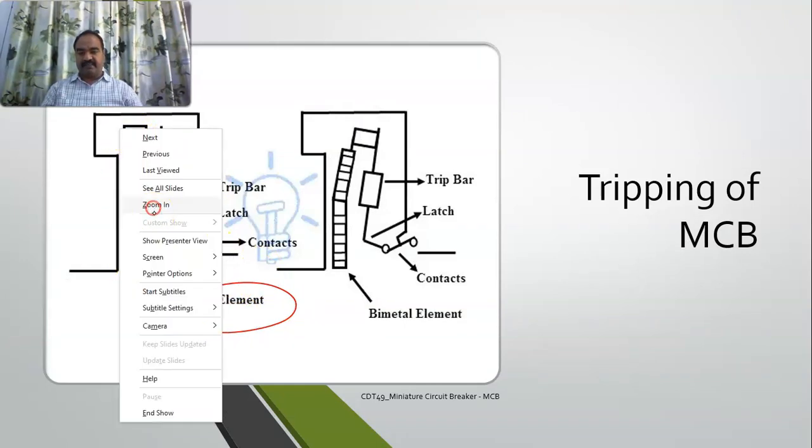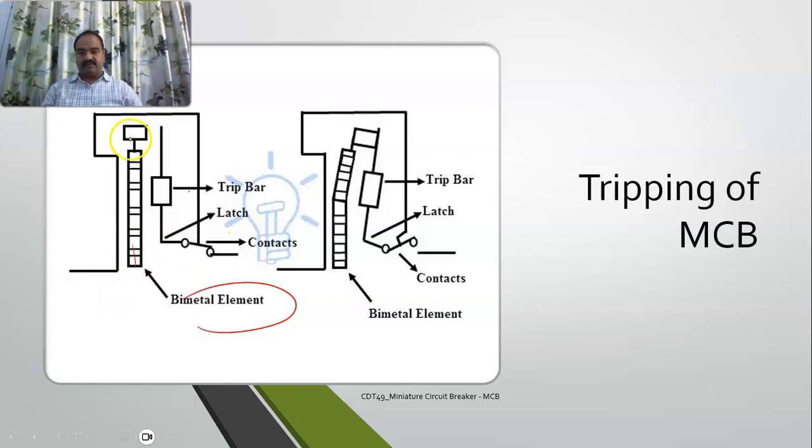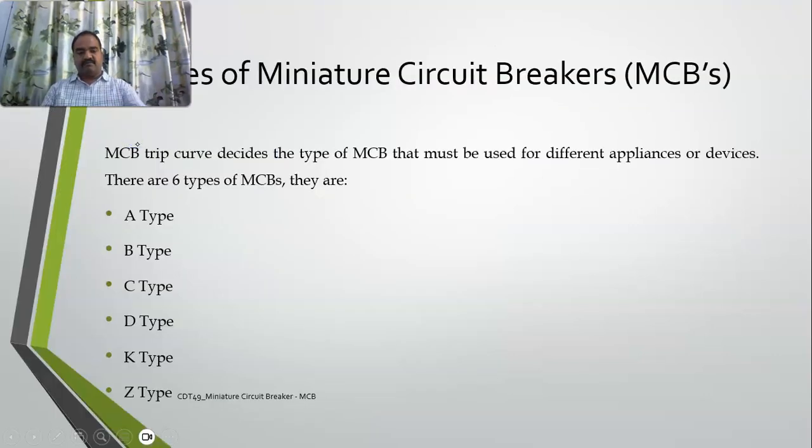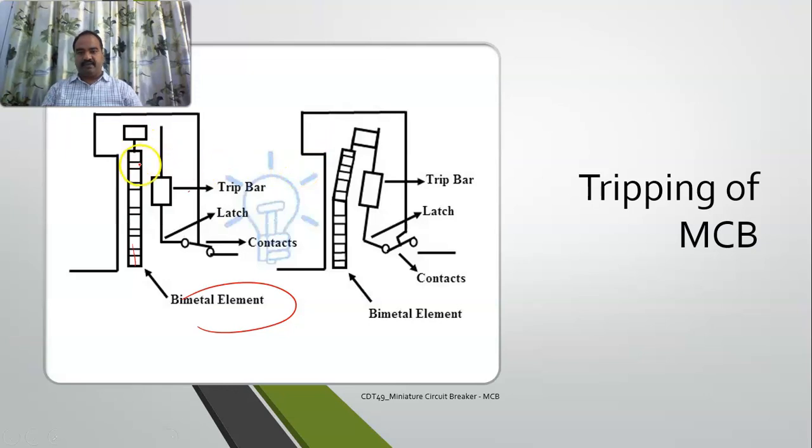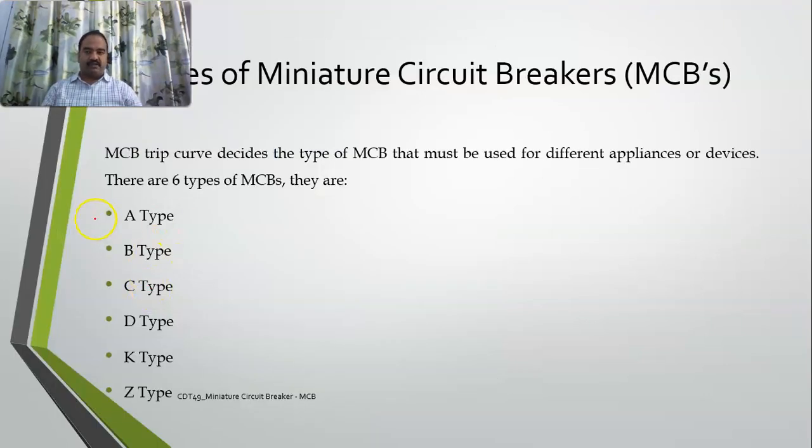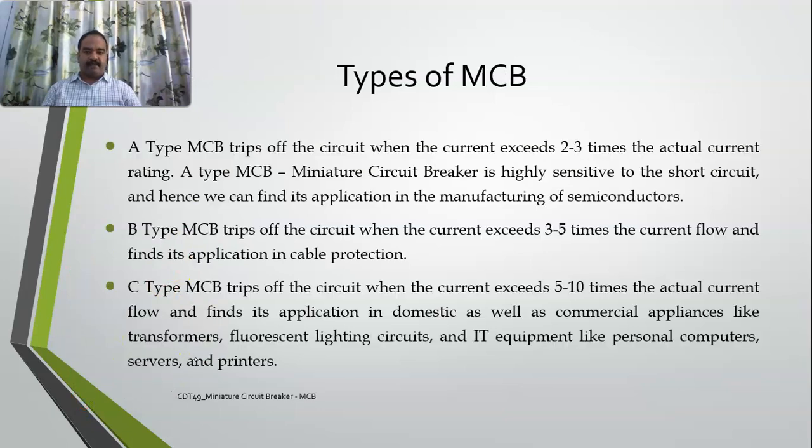When you experience any increase in temperature, this will be bending, and it will be touching this one. Once it is touched, this part will be moving to this side. So the latch gets open, and the contacts get open. So this is the way it is going to work. And there are types of MCBs: A, B, C, D, E, K, Z. And this is the classification of MCBs.